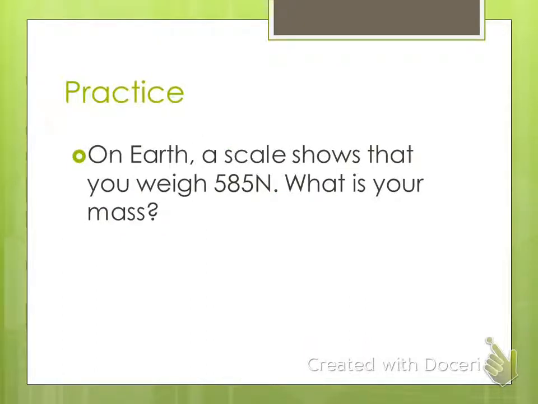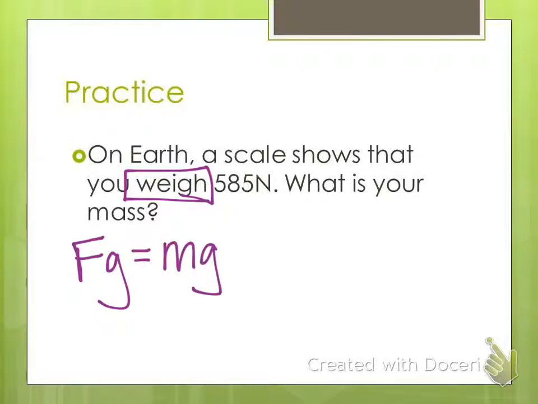On Earth, a scale shows that you weigh 585 newtons. What is your mass? So when we see the word weigh or weight, what should we automatically think of? F sub g. We should automatically think F sub g. And we know that F sub g is equal to mass times gravity. So whenever we see the word weight, and our unit is newtons, we have to think F sub g. That's very important. And when it's in newtons already, that means that is our force.